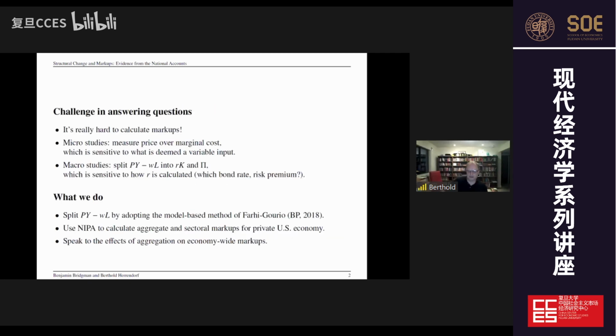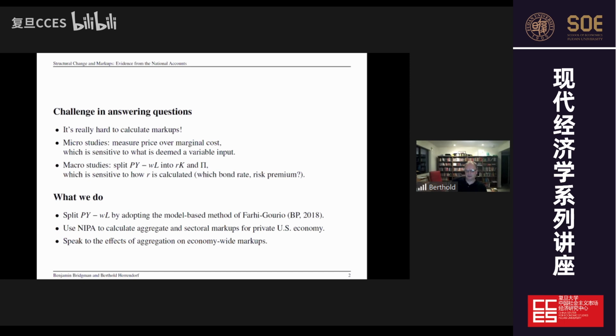Now, there was, at least for us, a challenge in answering the questions. And that is, it's really hard to calculate markups. The micro studies measure markups as the price over the marginal cost. So if you are under perfect competition, price equals marginal cost, there's no markup. If you have some market power, you can increase the price over the marginal cost, and the higher the price over marginal cost is, the higher is the markup. Looks all good when you do microeconomics and look in a textbook.